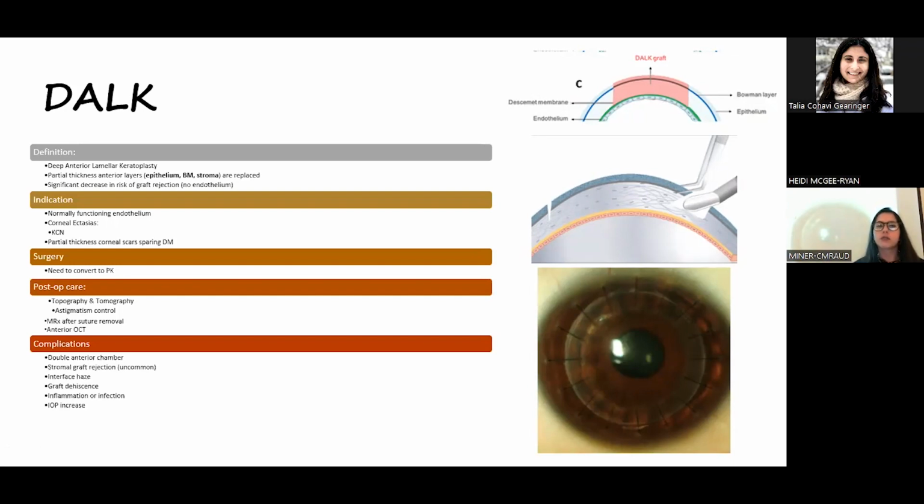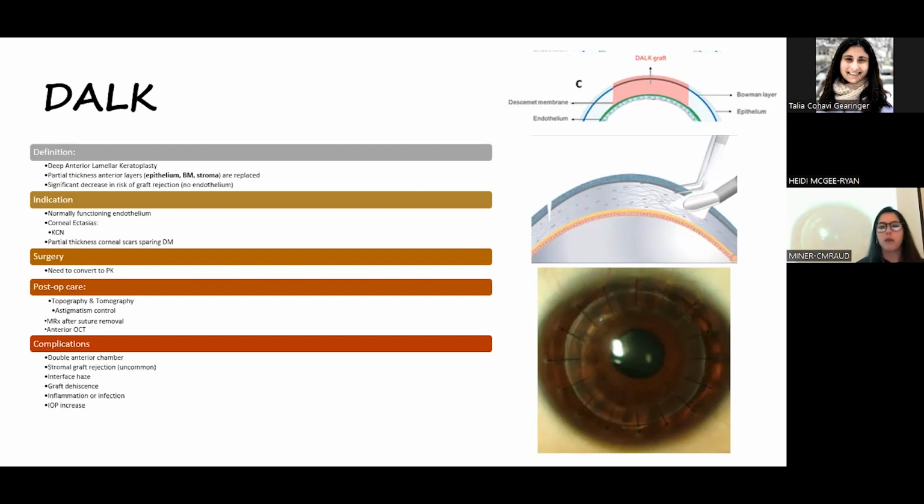What is the difference between this PK and the DALK, or why would we choose one versus the other? It's because this type of transplant has a significant decrease in the risk of graft rejection. Why? Because the endothelial layer of the patient's cornea is the one that produces the proteins that make the patient reject the transplant. So that's why there's a lower risk of graft rejection whenever this procedure is performed. If we can choose one versus the other, we usually try to perform a DALK.